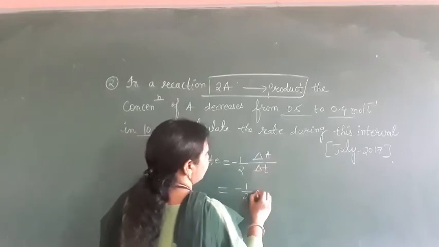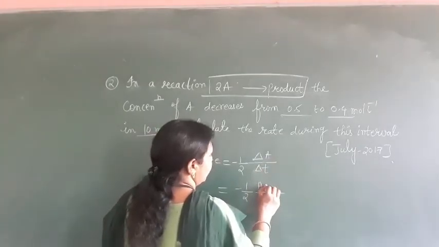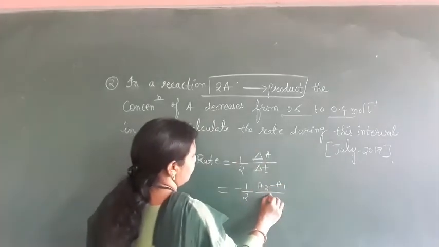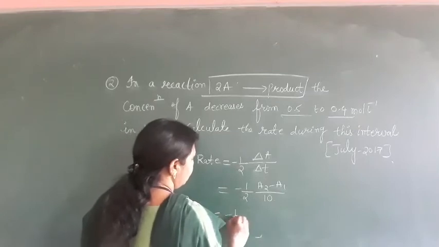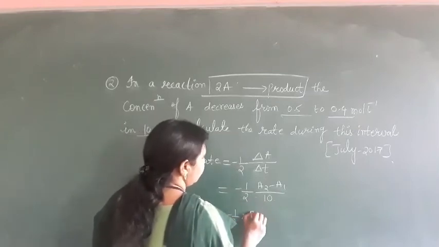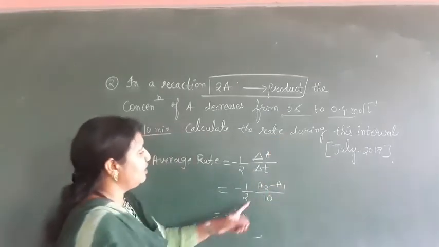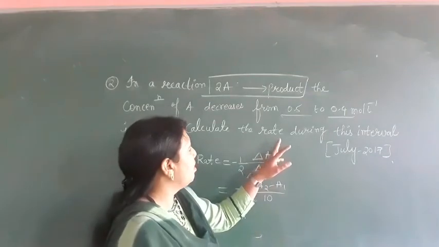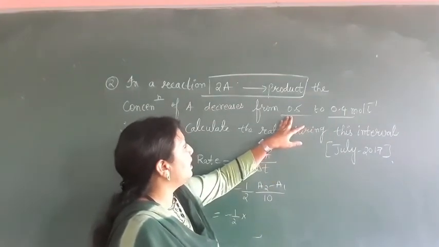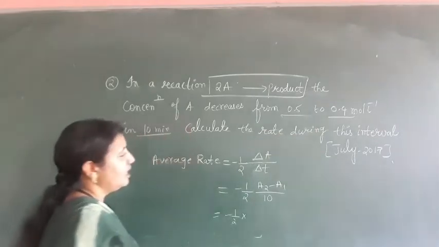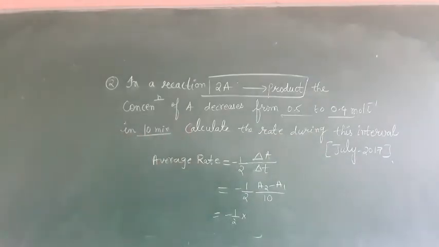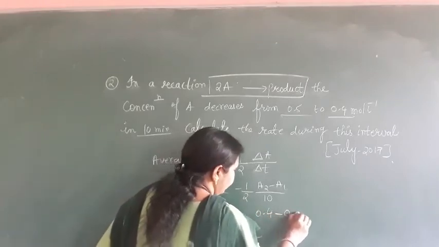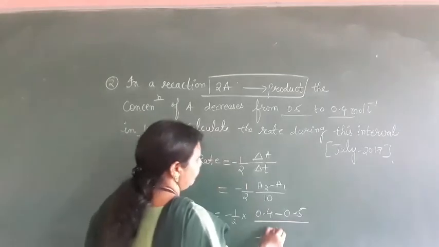Now here delta A means what? A2 minus A1, and T given here during this duration is 10 minutes. So 1 by 2 into A2. A2 is the final concentration and A1 is the initial concentration. So A2 minus A1 means 0.5 minus 0.4, divided by the time 10 here.